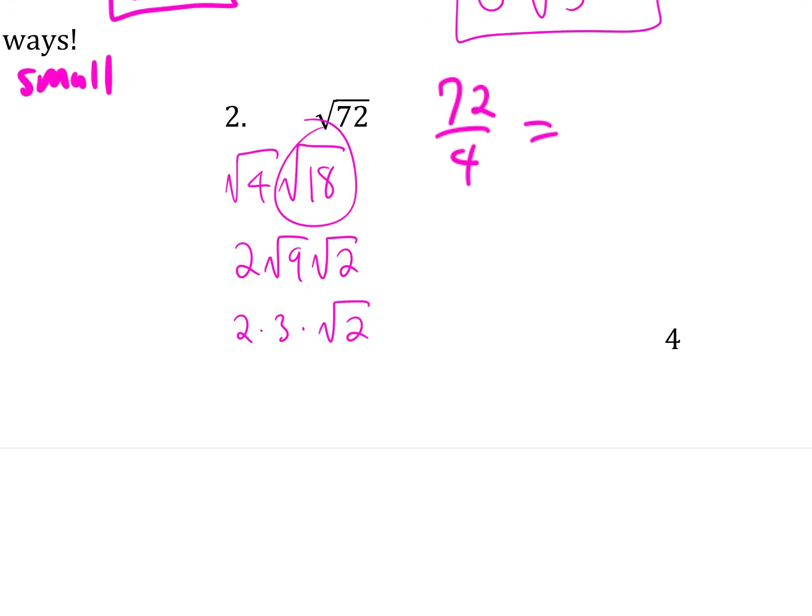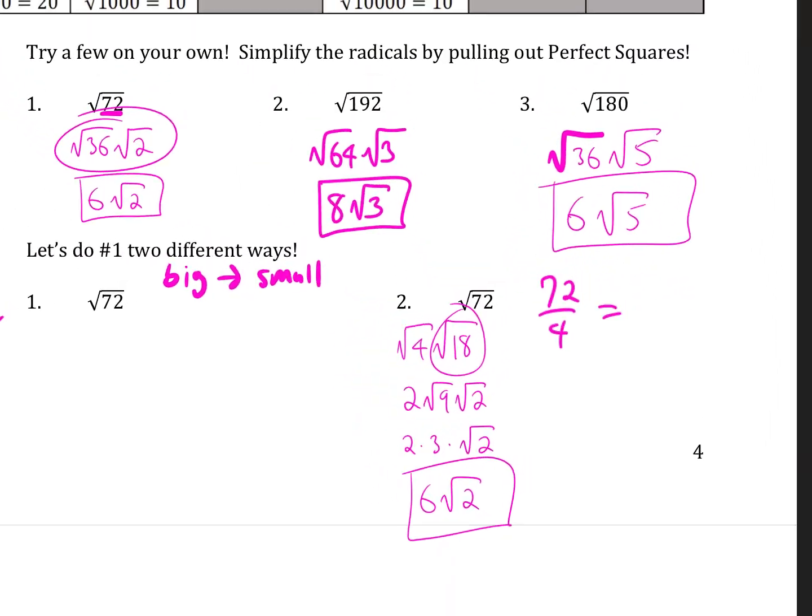And then the final answer, we can't do anything with square root of 2. No perfect squares go into that. But 2 times 3 is going to be 6 square root of 2. So see, we got the same answer, just took a little bit extra steps. But this way is kind of nice. You have some really big numbers.